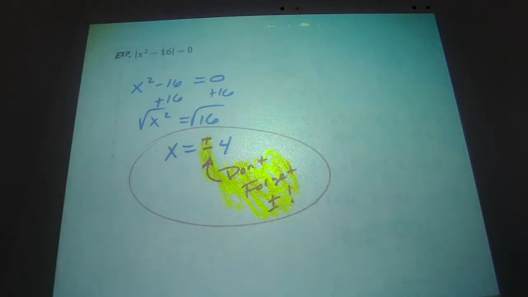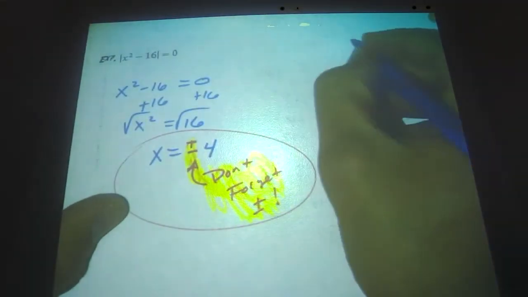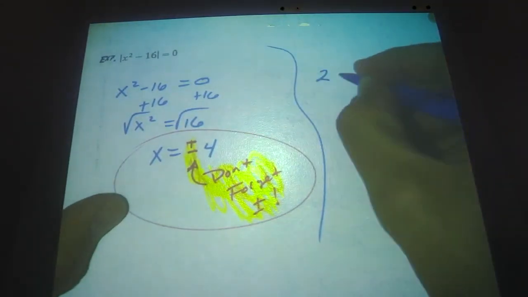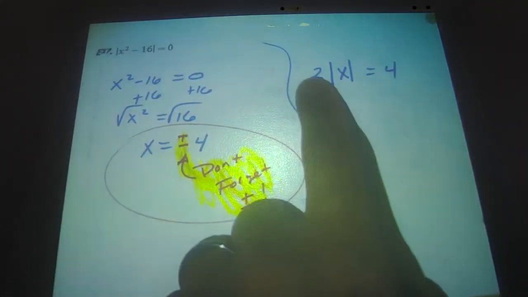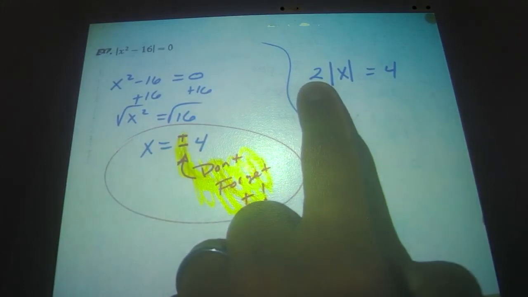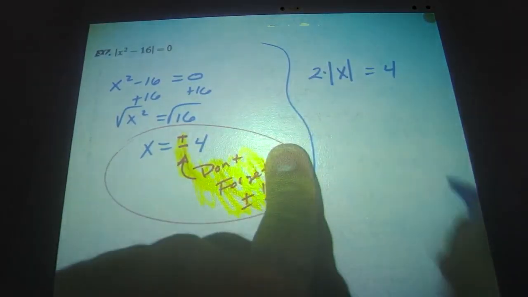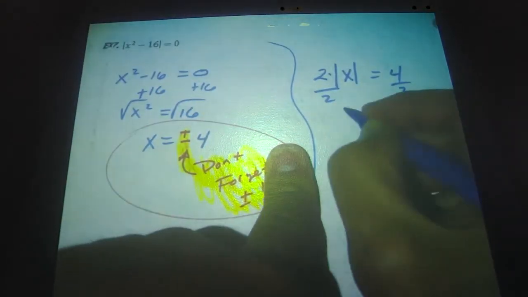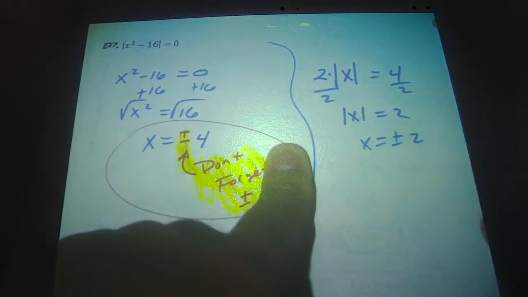And that's it, guys. Okay. That's pretty much all the examples I want to show, except I have one other thing. If I have, let's say, and I'll just make this up, 2 times the absolute value of x equals 4. You might have a 2 in front. Well, we still want to isolate the absolute value. So this is 2 times that absolute value. Just divide by 2. We get the absolute value of x is equal to 2, and that's just x equals plus or minus 2. Okay.